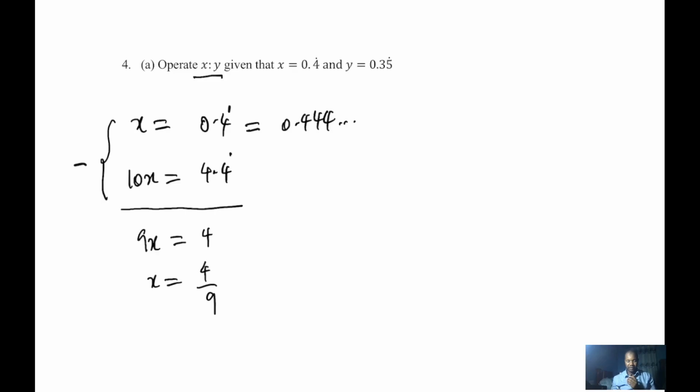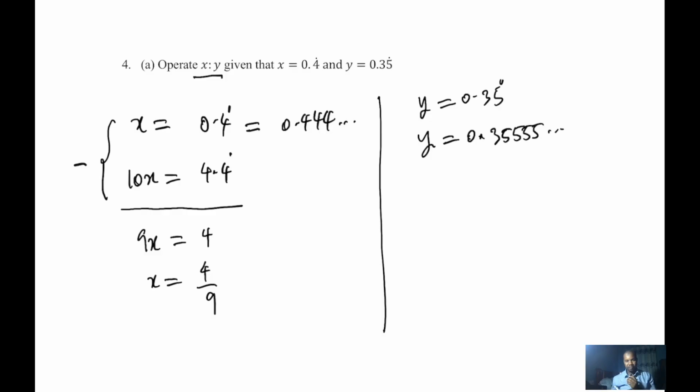What about y? With y, you have y equals 0.35 repeating. Actually, this is equivalent to writing 0.35555, where 5 is always repeating. Multiply by 10 again, both sides.